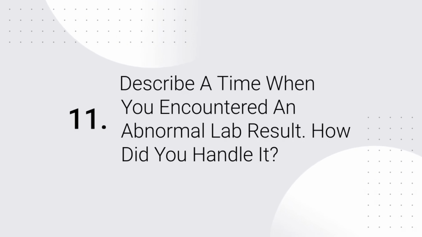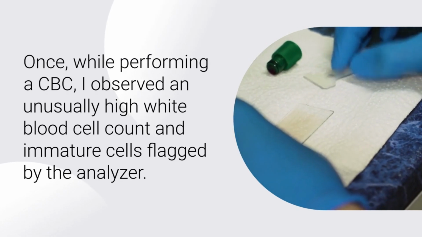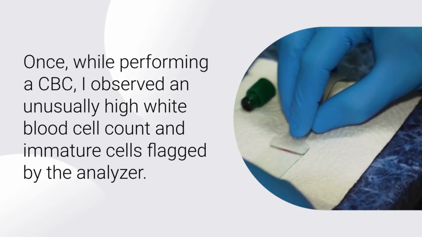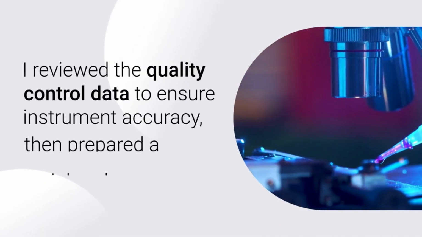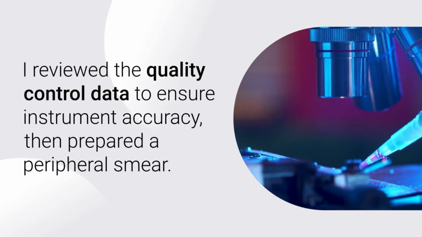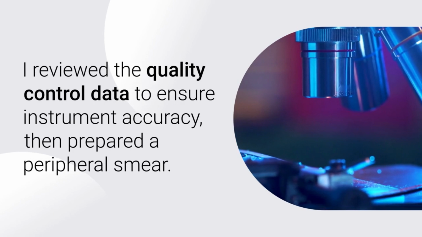11. Describe a time when you encountered an abnormal lab result. How did you handle it? Once, while performing a CBC, I observed an unusually high white blood cell count and immature cells flagged by the analyzer. I reviewed the quality control data to ensure instrument accuracy, then prepared a peripheral smear.